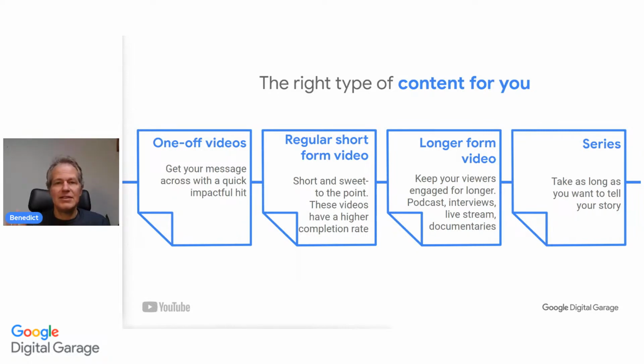One-off: get your message across with a quick, impactful hit. Short form: keeping your video under 3 minutes. Now, this is great if you plan to be an always-on channel, releasing content with a continuous theme in the same format, for example.